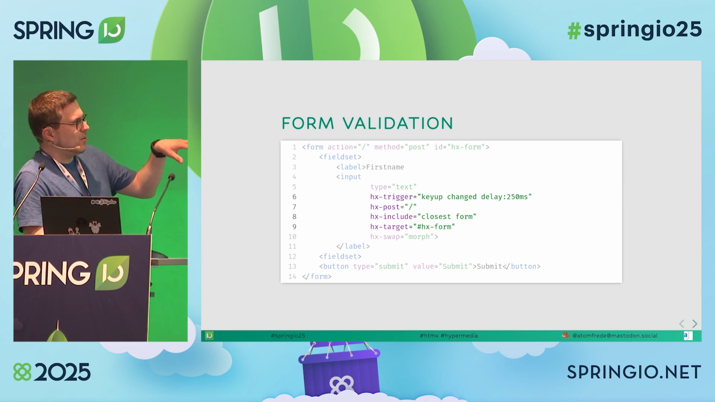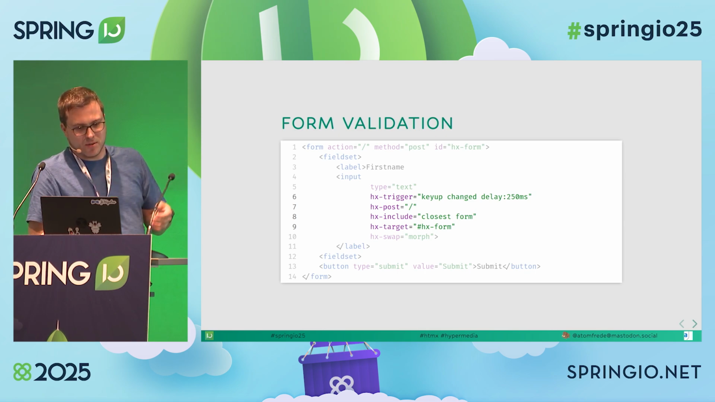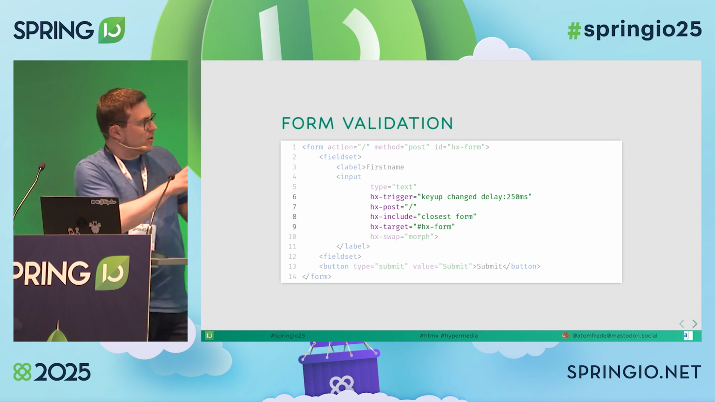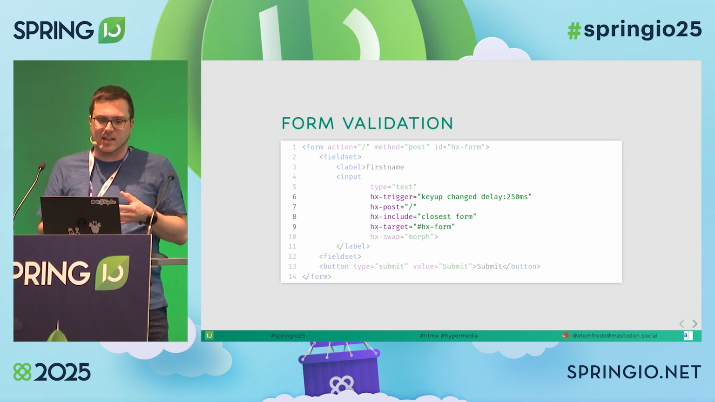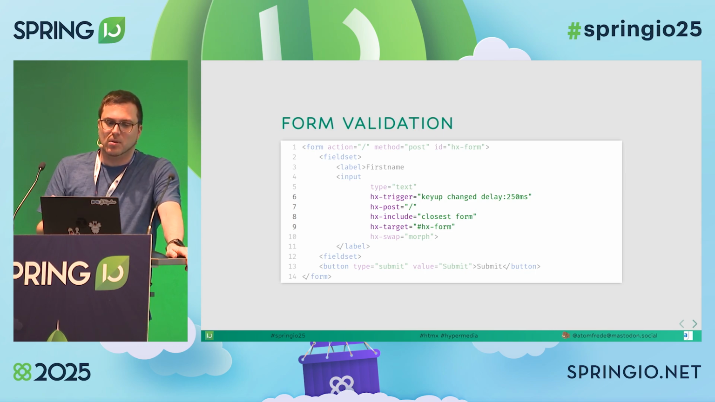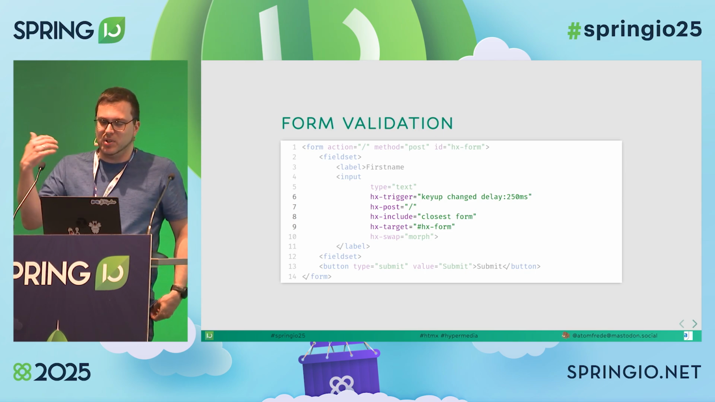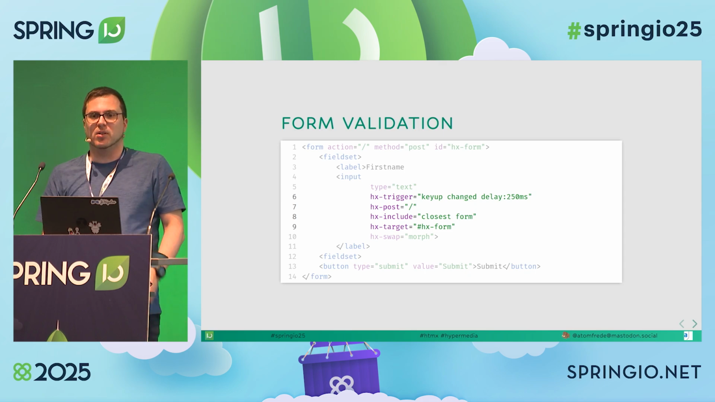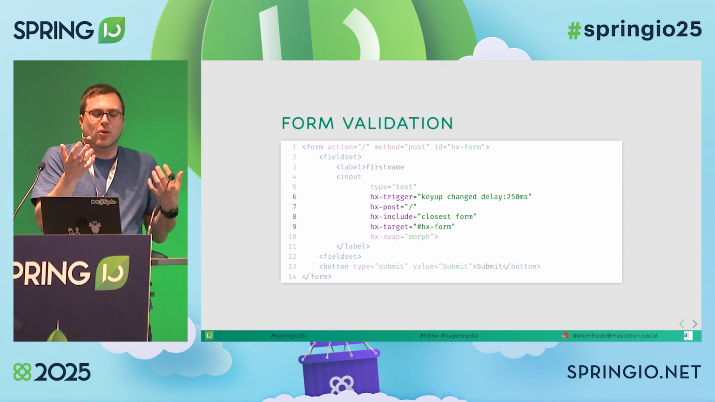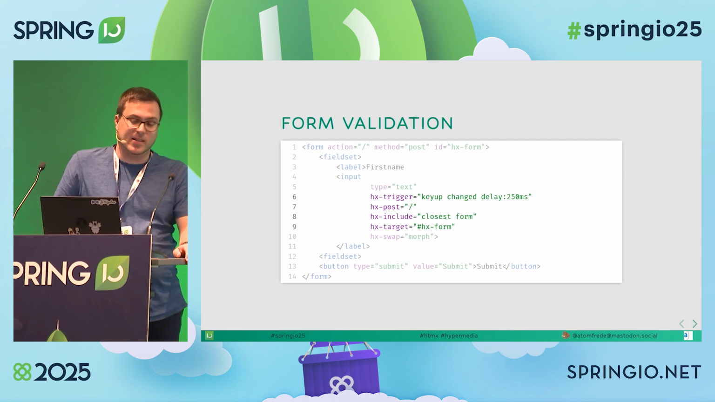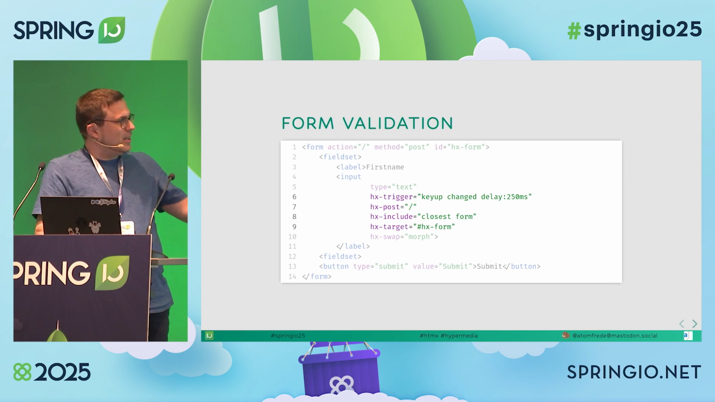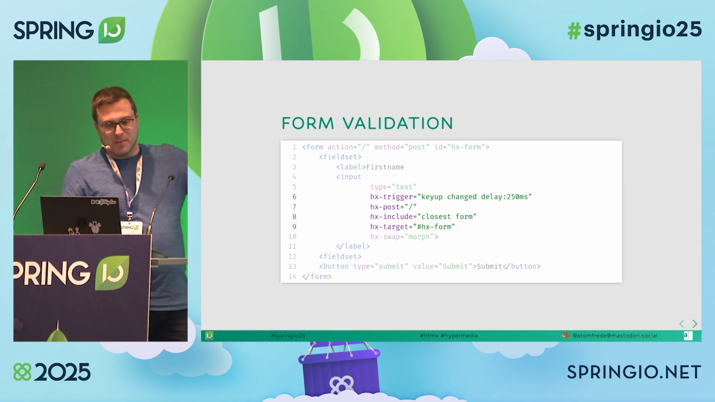And what happens when this trigger triggers? It posts to /, and it will include, that's the fun fact, the closest form element. So HTMX takes care of putting together the form data, so every input field will be sent to the server, because we have the form DTO object, whatever, and we can only validate it as a whole, not a single field. And what's the target? It's AJAX form, so the form element itself.